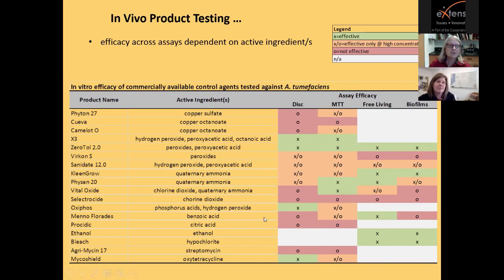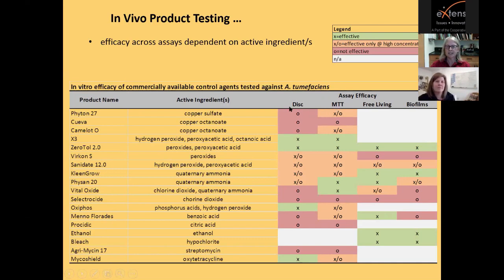Since this hadn't been done in a long time, we looked at commercial products that are already on the market that are registered for bacteria control. Some of these are sanitizing agents. They're not all meant to be used on plants. Certainly you're not going to put bleach on plants. And a couple are antibiotics. We were looking at the efficacy of these materials in multiple formats.